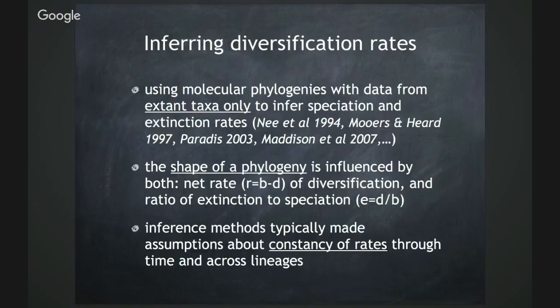And the reason why this can be done is that essentially the shape of the phylogeny is influenced by both of these parameters, whether one uses them specifically as speciation or birth rates and extinction or death rates, or one uses the net rate, which is the difference between birth and death rates, plus the ratio of extinction to speciation. One can see that both of these parameters definitely affect the shape of the phylogeny, and the likelihood calculation depends on both of these parameters.